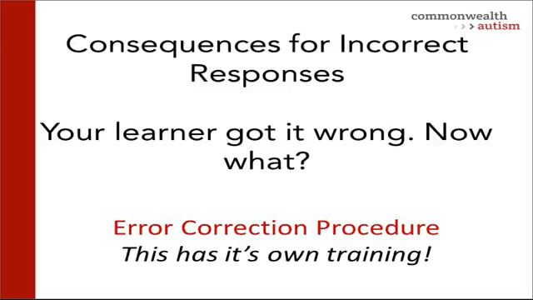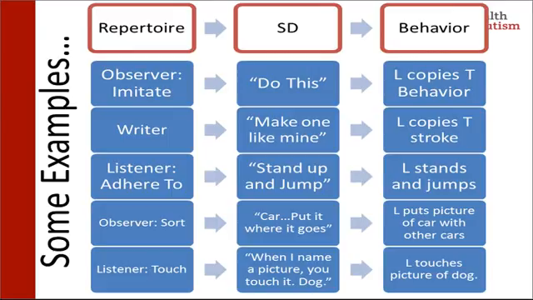Consequences for incorrect responses. So your learner got a wrong answer or responded incorrectly. Now what? Now we're going to go into an error correction procedure. We have a separate training on the error correction procedure, so we're going to skip over that part for right now. Some examples that you'll observe in the classroom.